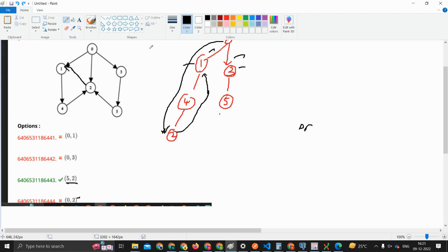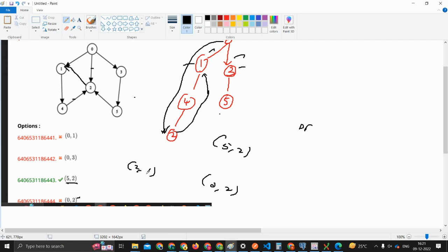Bad handwriting. 1, 2, 3, 4, 5, 6, 7. So 5 comma 2 is missing. What is the other edge that is missing over here? Is it 0 to 2? Yes, 0 to 2, which is a forward edge, and 2 to 1 is a backward edge. That's something which I drew, right? 2 comma 1.